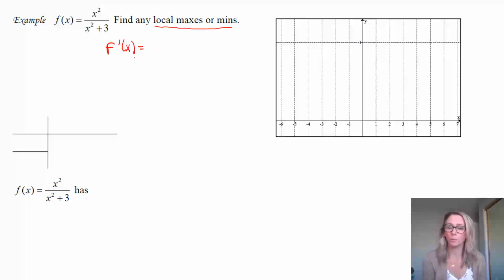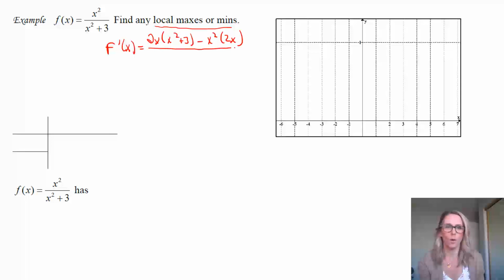This is going to require the quotient rule, so if you want to pause, take the quotient rule, see if you got it right. I'm going to do the quotient rule, and then I'm going to simplify it as much as I can, because I do need to find any values where the derivative is equal to 0. So I have, pause if you want, derivative of the top times the bottom, subtraction for the quotient rule, and then I have the top times the derivative of the bottom. And that's going to give me all over x squared plus 3, and that is squared.